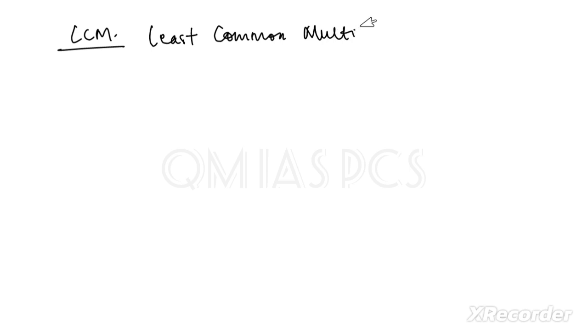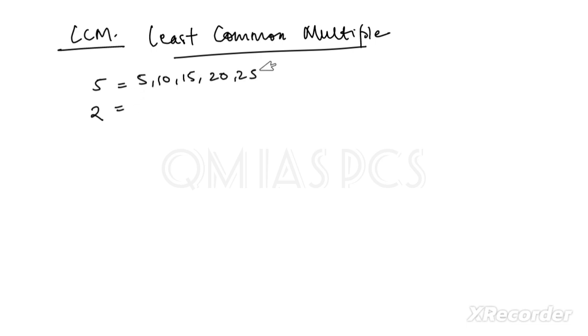LCM topic, I think it's very easy. That is least common multiple. Least common multiple means what? If I ask what is the LCM of 5 and 2? Just read the tables of 5 and 2. For 5 it will be 5, 10, 15, 20. For 2 it will be 2, 4, 6, 8, 10, 12, 14, like this.